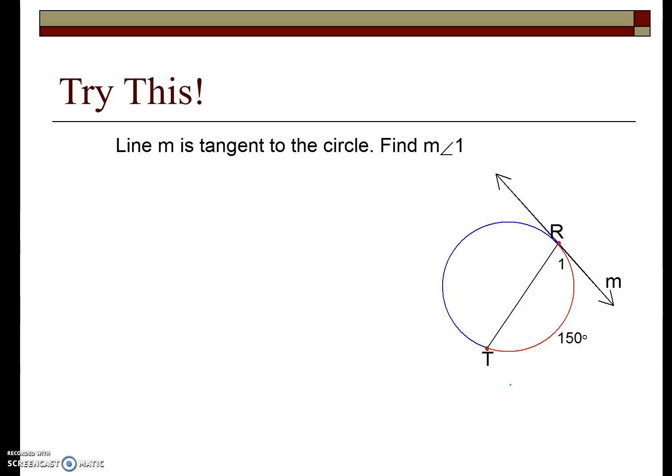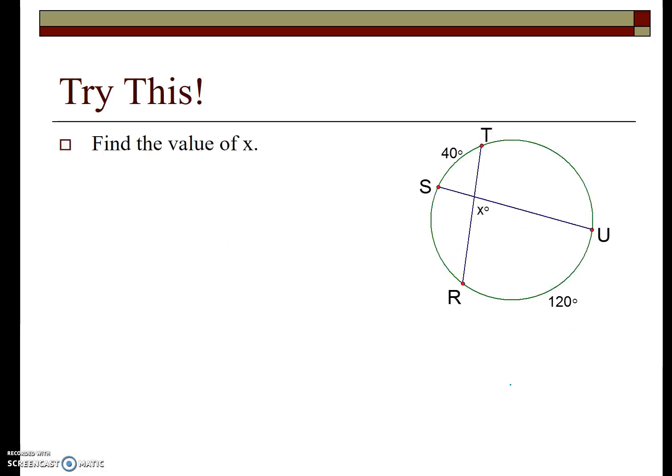So to find angle 1, since it's a tangent and a chord meeting on the circle, I'm just going to take its intercepted arc and cut it in half. So for this problem, just 1/2 times 150. So you should have gotten the measure of 75. Let's take a look at this one. Go ahead and try this one out now.